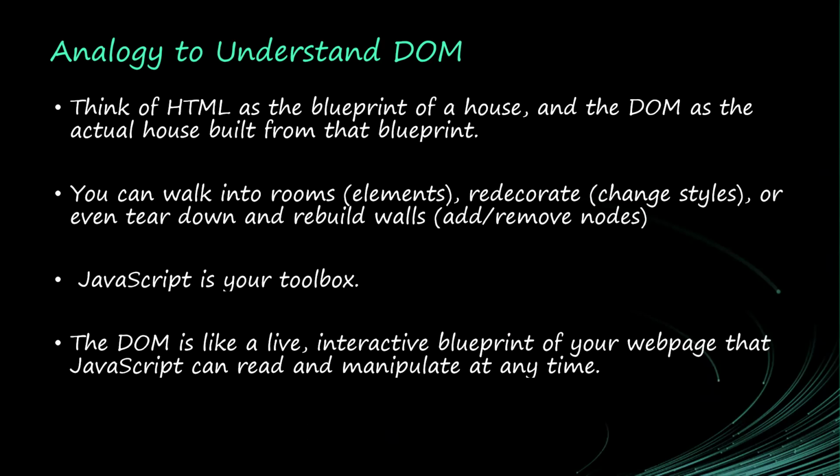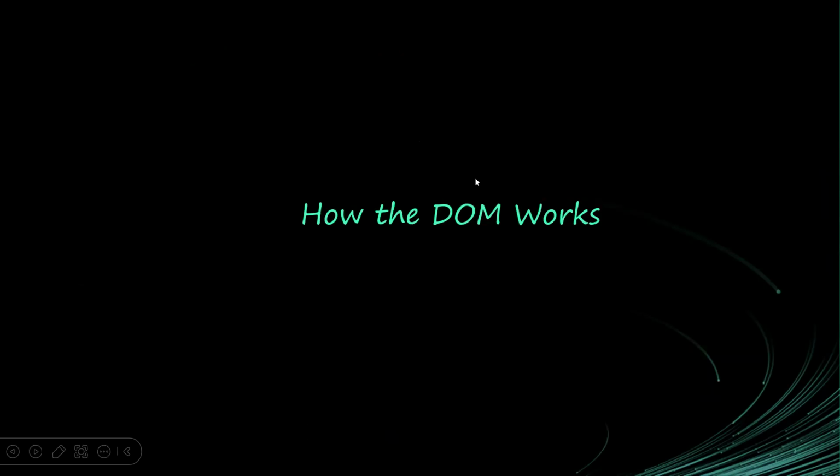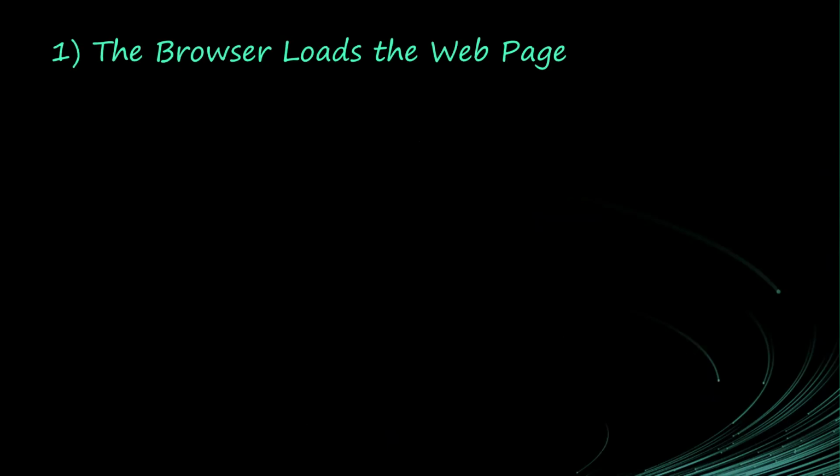The DOM is a live interactive blueprint of your web page. So if you want to manipulate the web page, you're actually going to manipulate the DOM. And once you manipulate the DOM, the browser will update it. You will create your HTML, and the HTML will be rendered by the browser. But the browser will render your HTML and also create a document-like tree that JavaScript can use to manipulate the HTML. So how does the DOM work?